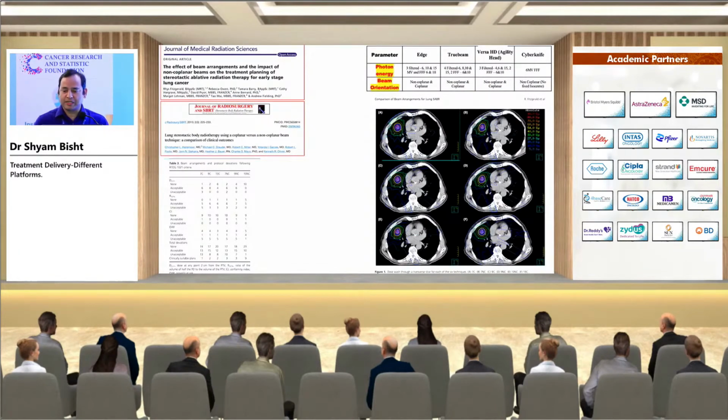And now about the NC beams, non-coplanar beams, there would be a definite dosimetric advantage, but it won't translate into clinical outcome in terms of using non-coplanar beams. But sometimes, yes, in case of central lung lesions, ultracentral. And all these systems, TrueBeam, Versa SD, and CyberKnife, have the possibility of using NC beams.